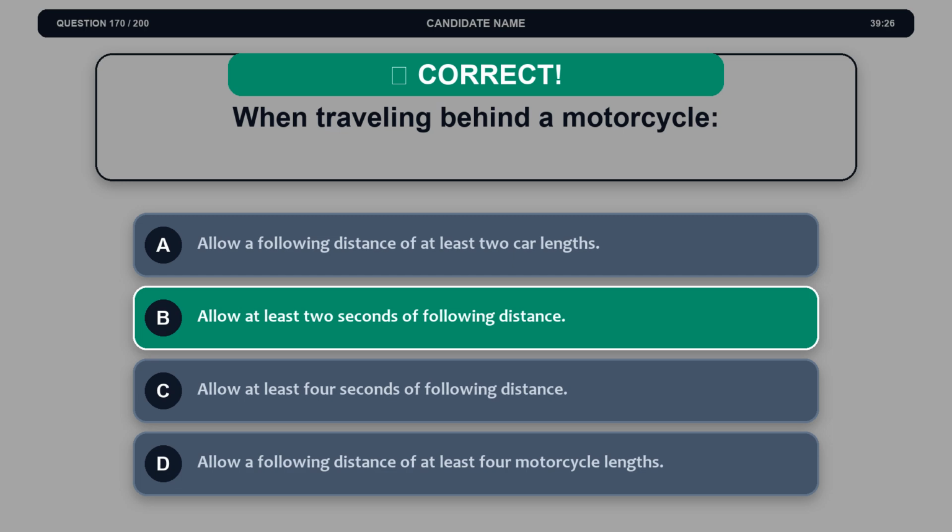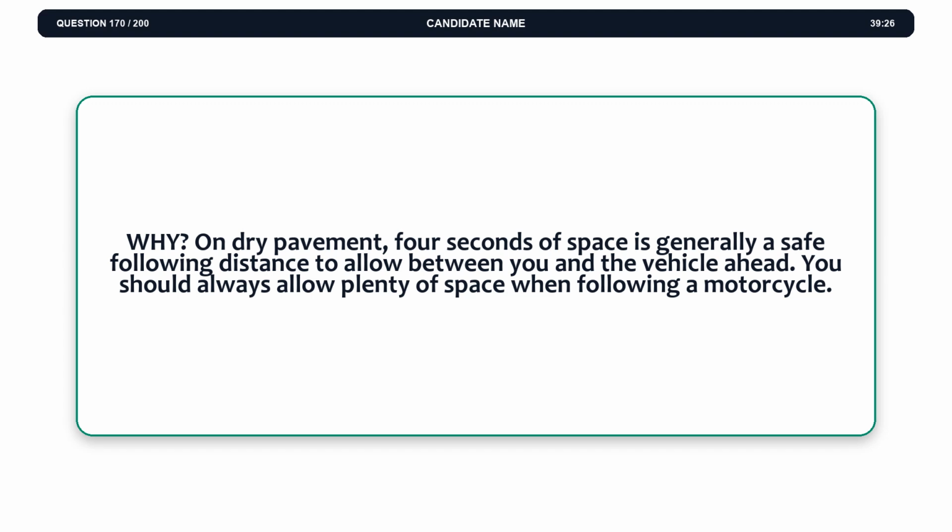The correct answer is option C. Allow at least 4 seconds of following distance. Explanation. On dry pavement, 4 seconds of space is generally a safe following distance to allow between you and the vehicle ahead. You should always allow plenty of space when following a motorcycle.